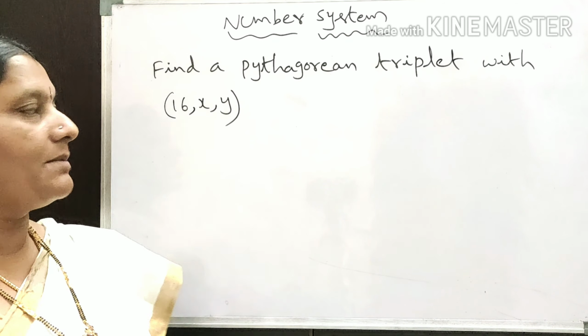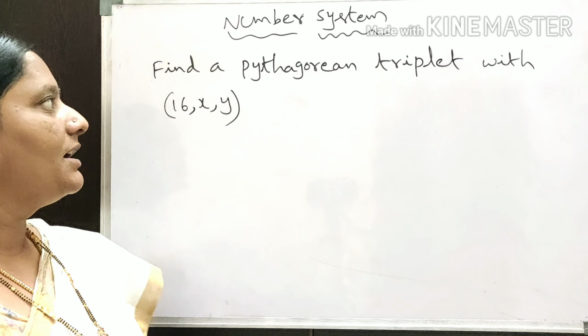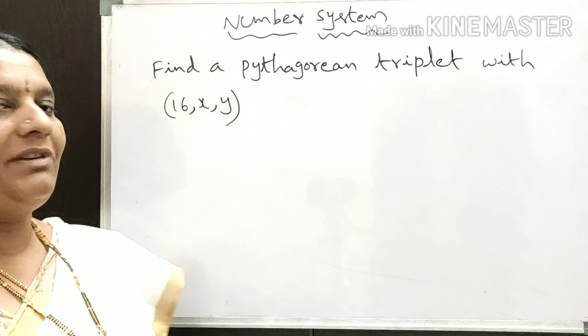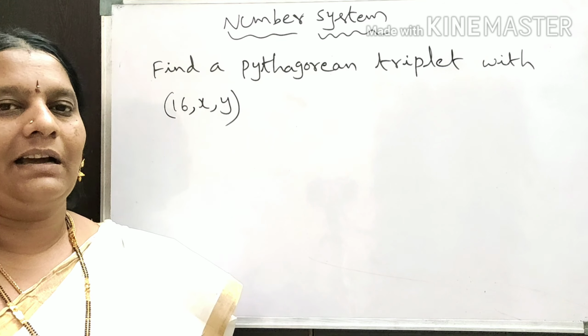Now today's topic is number system. The question is: find a Pythagorean triplet with 16, x and y.